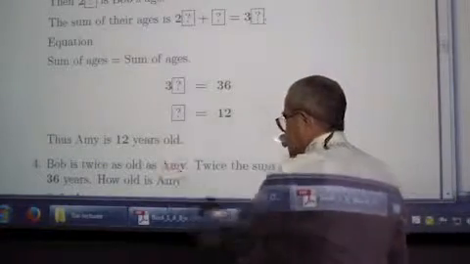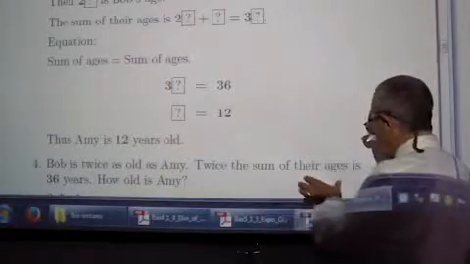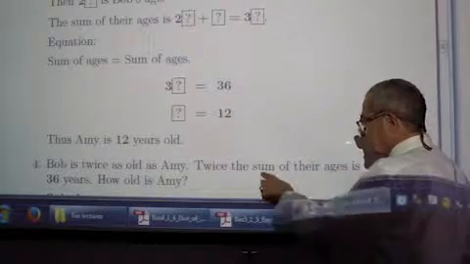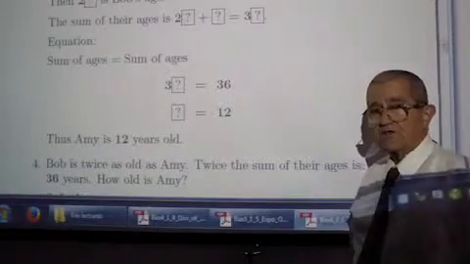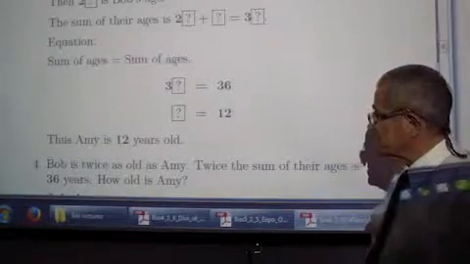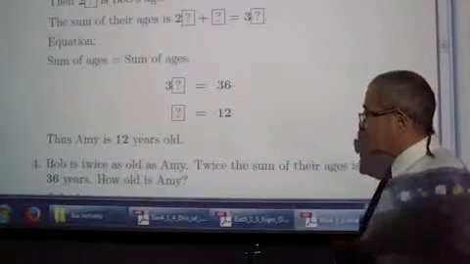This was x, this was 2x. The sum of their ages is x plus 2x, so the sum is 3x. I wanted twice that number, so I wanted twice 3x, which is now equal to 36 also.